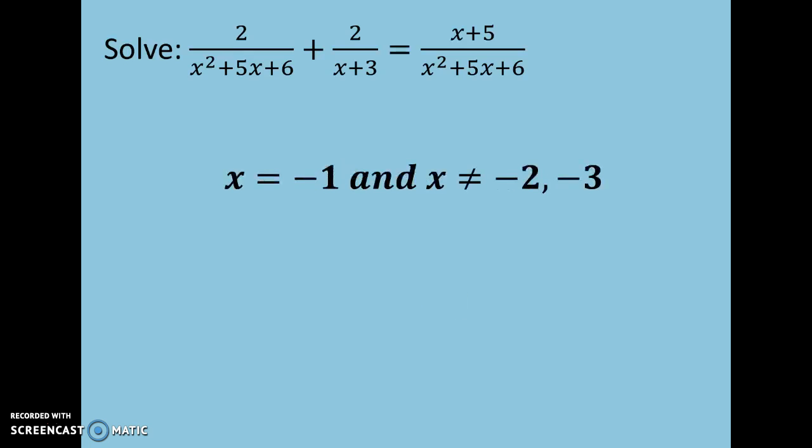We're going to take a look again at the excluded values, which are -2 and -3. Since x is equal to -1, and that is not the same as any of the numbers in the excluded values, that means we do not have any extraneous solutions.